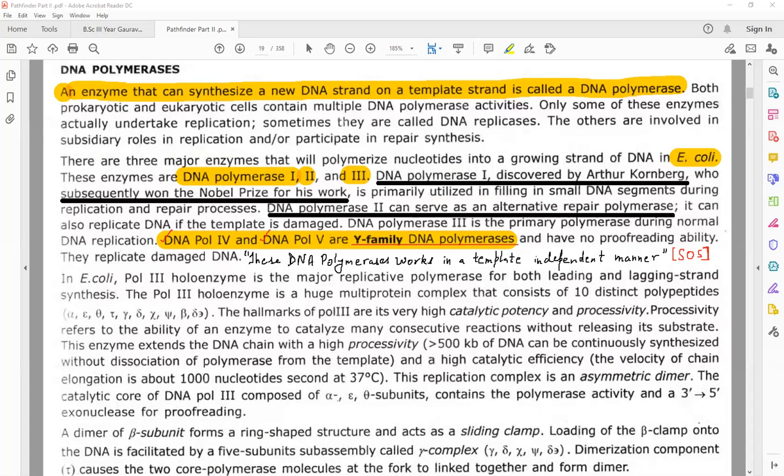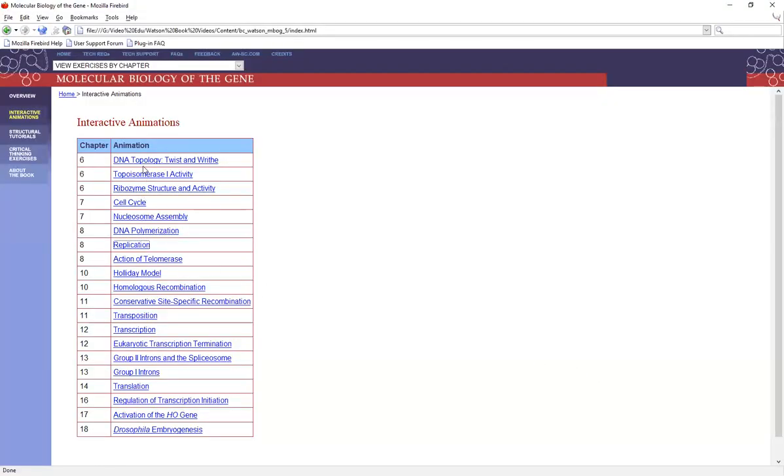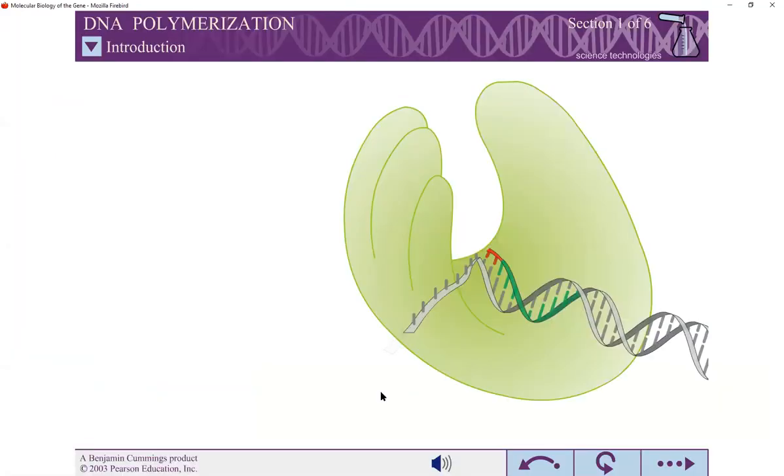To have a view of this DNA polymerase 1 enzyme, let me show you the DNA polymerization reactions and the molecular biology notes. Okay, so here we are. We are now going to talk about DNA polymerases. Now, let me show you the animation so that you can visualize the same.